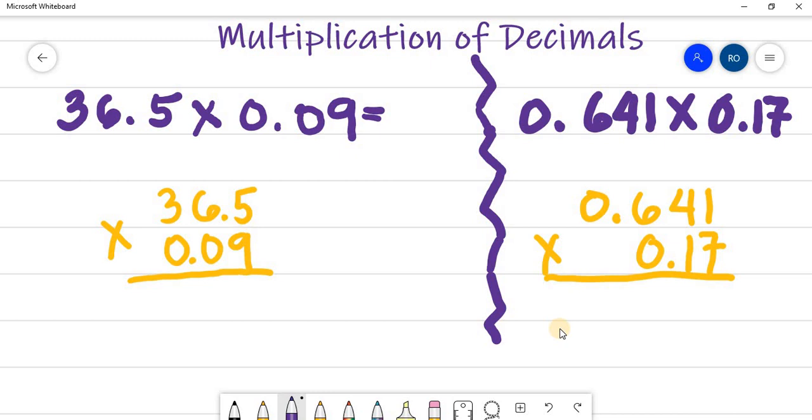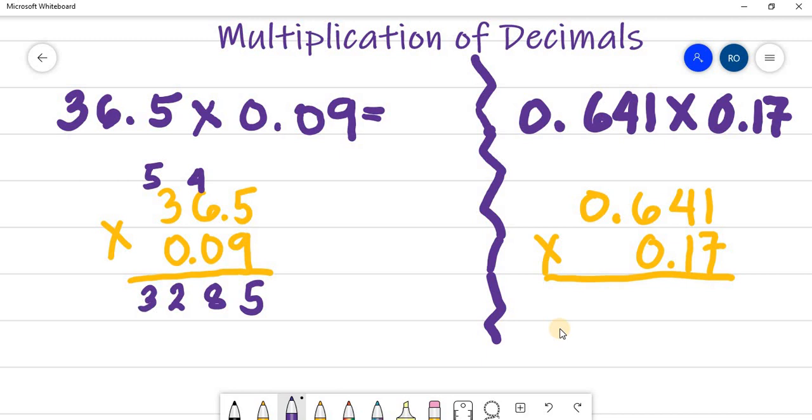So let's start solving 36.5 times 0.09. First, of course, we have to multiply the first digit. 9 times 5 is 45. Carry 4. Then we have 6 times 9 is 54, plus 4 is 58. Carry 5. Then we have 9 times 3 is 27, plus 5 is 32.